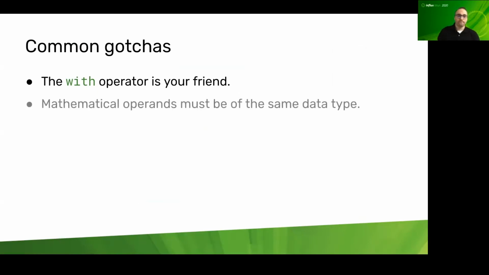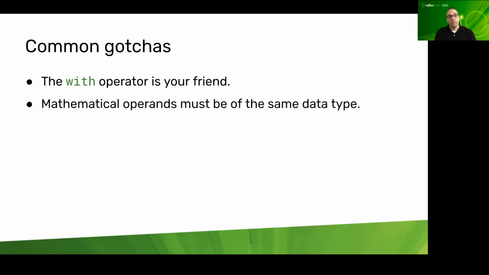So there are some common gotchas that you need to know about whenever you're using map. The first one, just remember the with operator is your friend. Almost always you'll want to preserve any existing columns in your input tables. It's pretty rare that you don't. There are use cases for it, absolutely, but in the vast majority of cases, you'll want to use the with operator to extend your row record rather than completely redefining the row record.